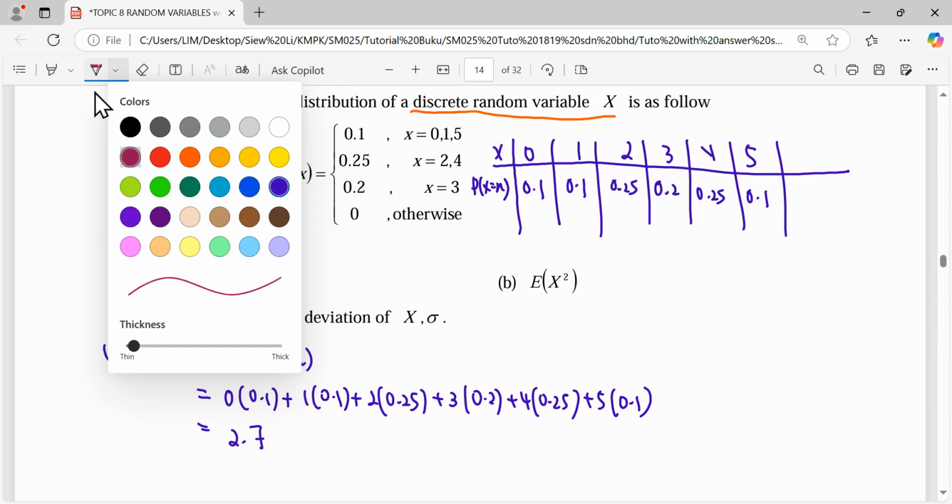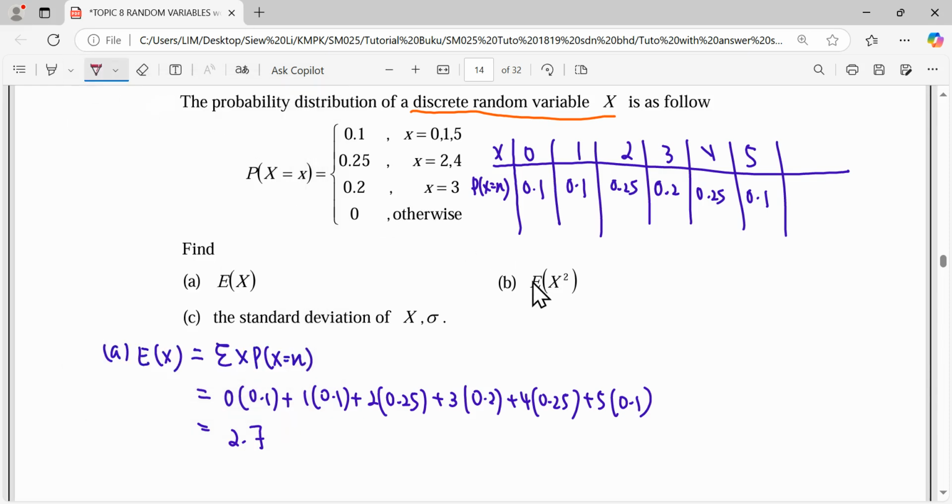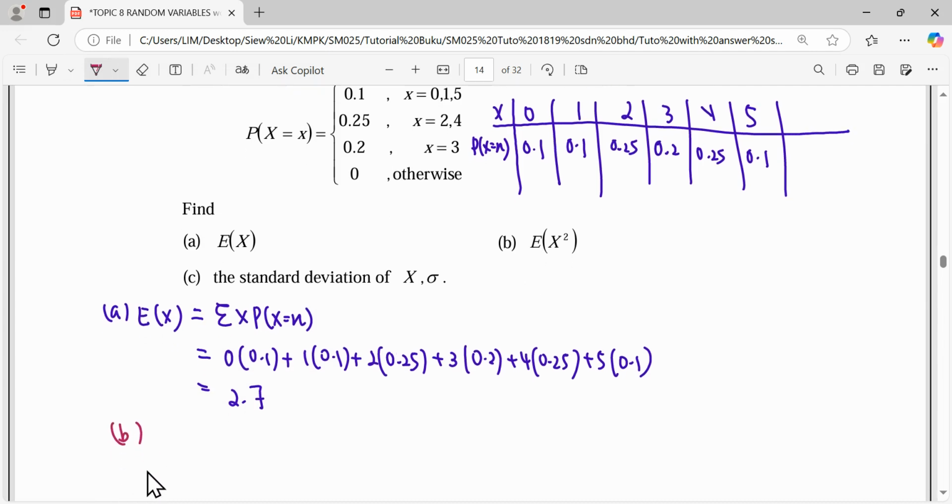So another part is about finding E(x squared). In finding E(x squared), the formula will be summation. When you want the expected value of x squared, it means x will be squared first, times its probability, and we will do the summation. For all these x we square, times its probability, and we will total up.